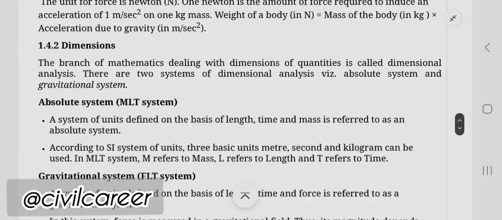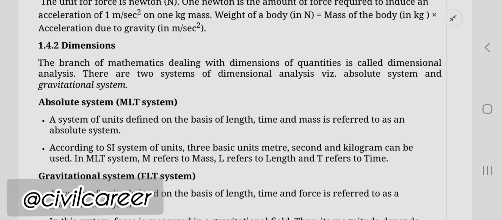Next, dimensions. The branch of mathematics dealing with dimensions of quantities is called dimensional analysis. There are two systems of dimensional analysis. First one is the absolute system and second is the gravitational system. In the absolute system, the MLT system, we are using a system of units defined on the basis of length, time and mass, which is referred to as an absolute system.